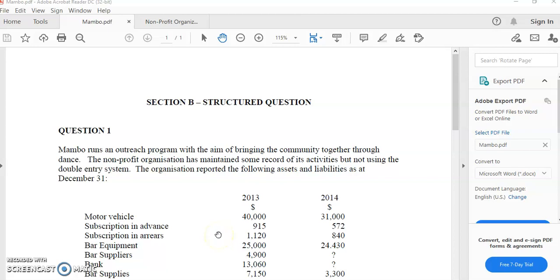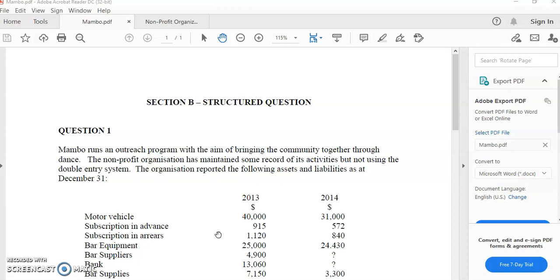In our previous video, we would have introduced you to the topic of nonprofit organizations. And in this video, we will be looking at an example question called Mambo. So this is what we'll be looking at for our example with respect to nonprofit organizations. So I read through this question.